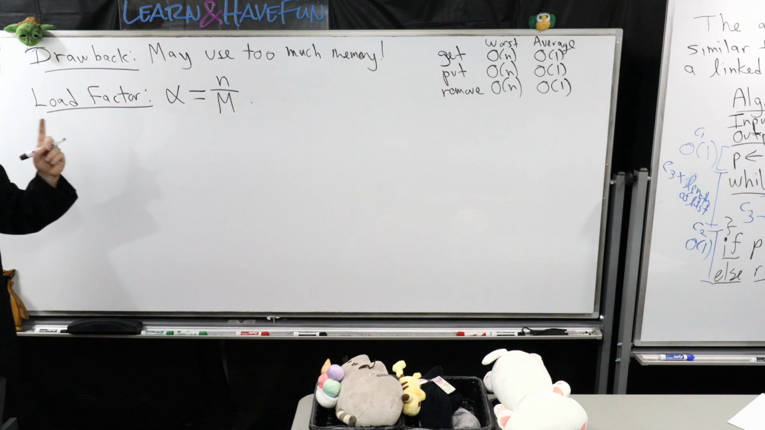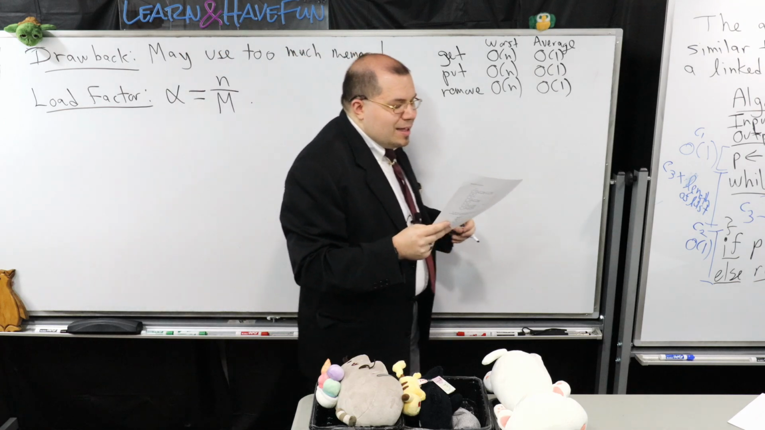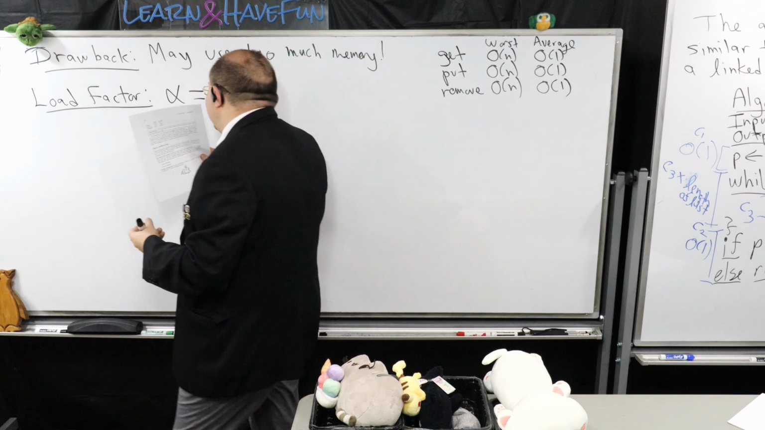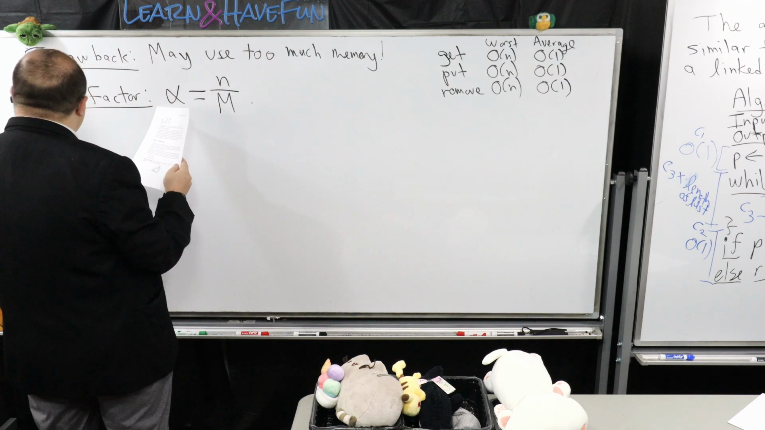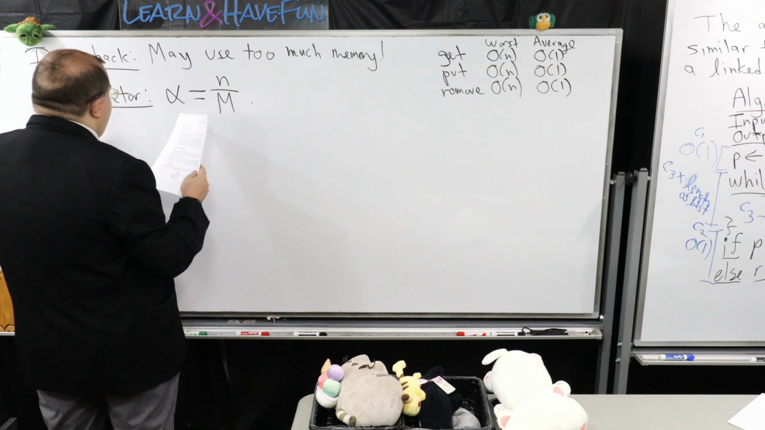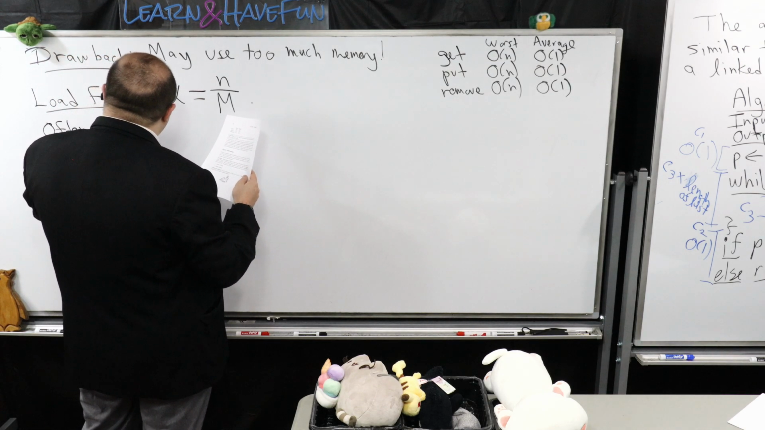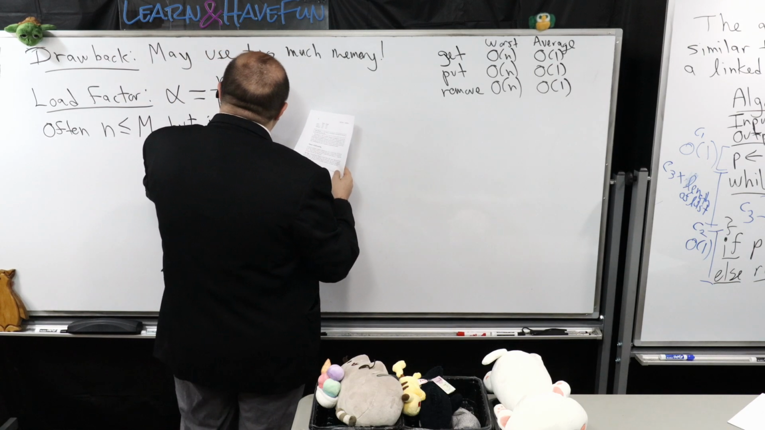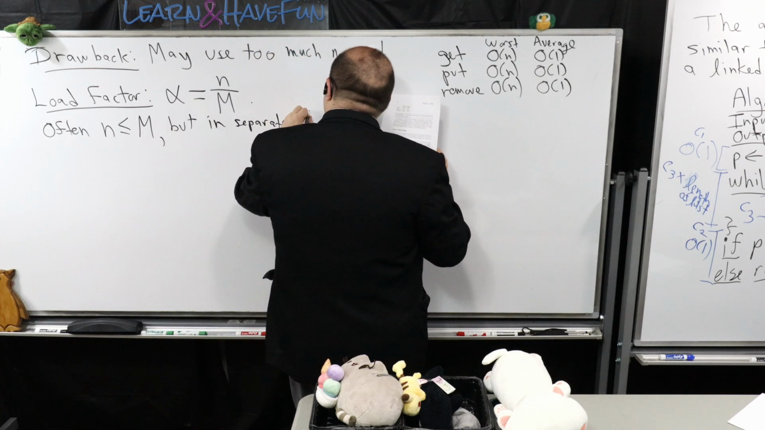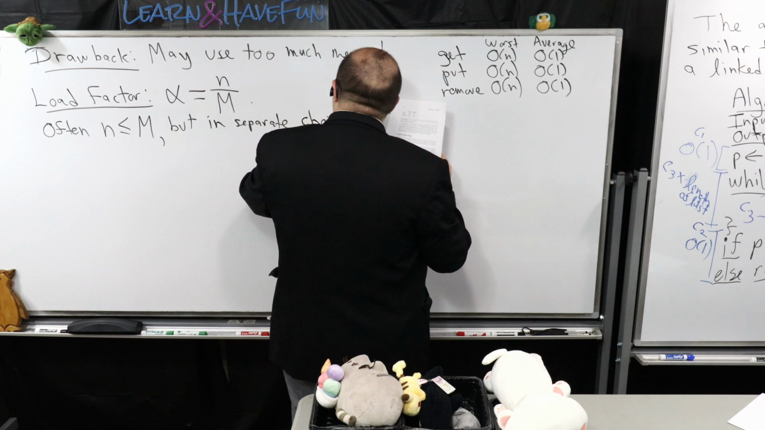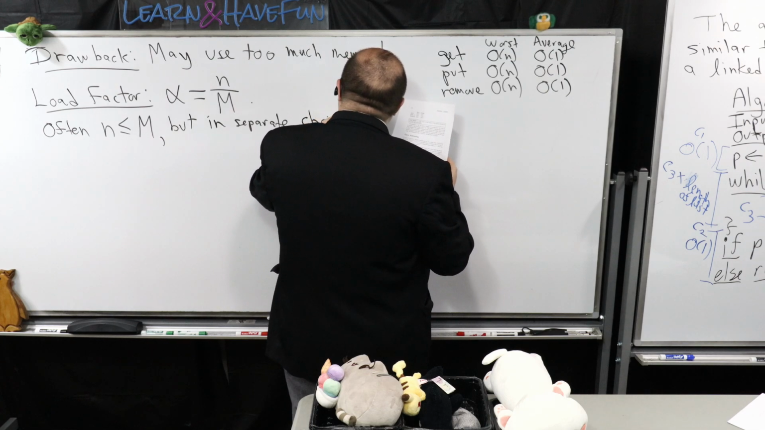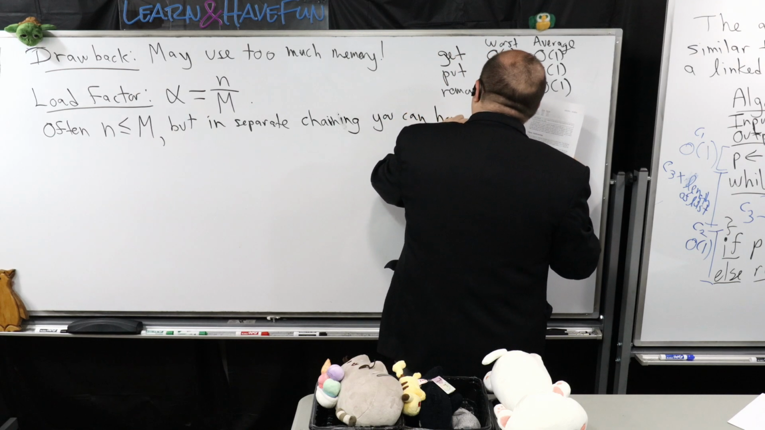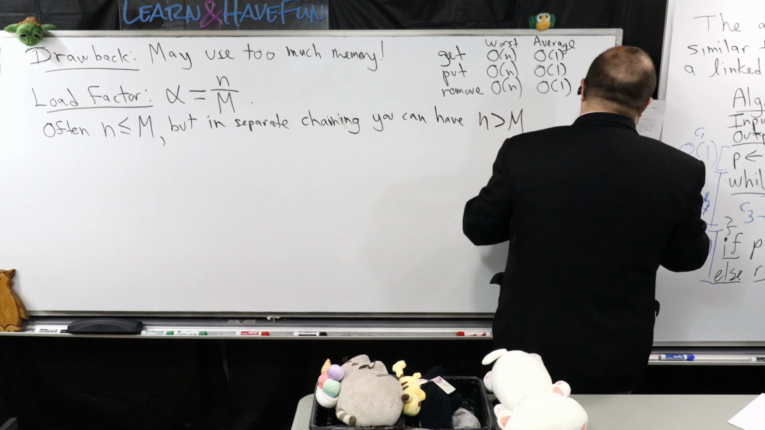So if we assume, typically in a lot of hashing applications, you'll usually assume that N is less than or equal to capital M. Often N is less than or equal to capital M. But in separate chaining, you can have N greater than capital M.